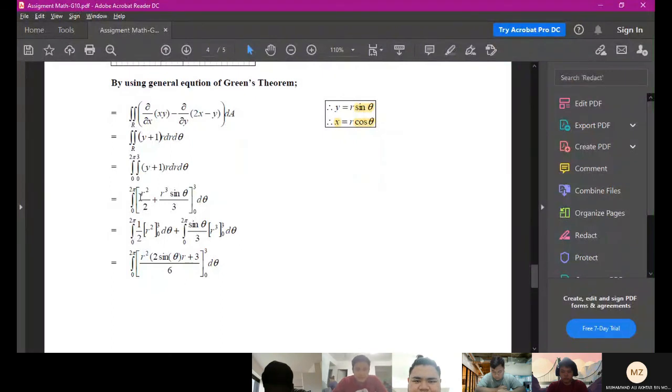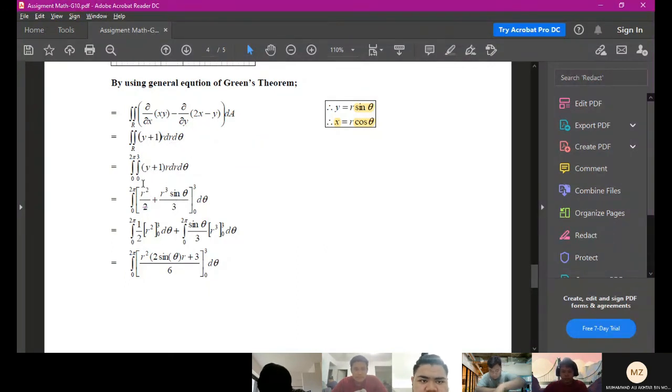I will continue with the calculation. The general equation has limits for theta from 0 to 2 pi, and limits for the radius from 0 to 3, with (y plus 1) r dr d theta. Firstly, we need to know that y is equal to r sine theta, which we already learned in chapter 2. So we put r sine theta inside y, right here. Then we multiply with r, so we get this equation, which is r plus r squared sine theta.